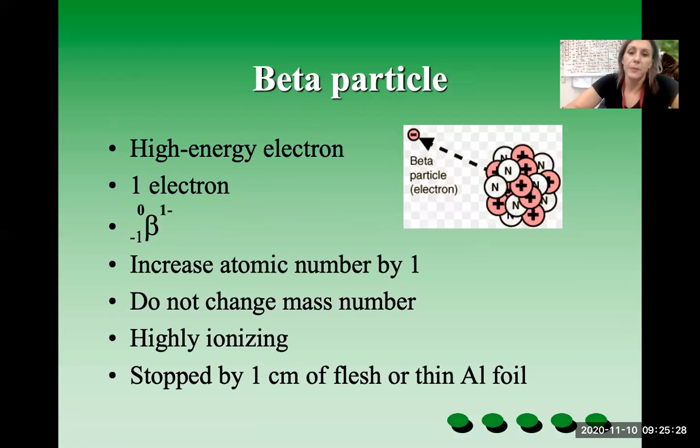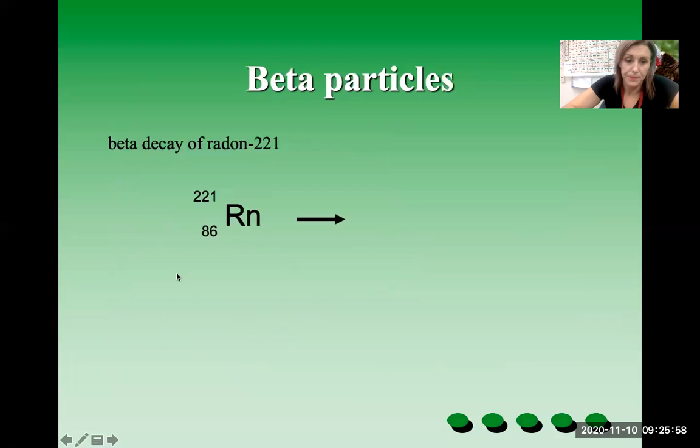If you have a beta particle decay, it's basically a high energy electron leaving. It increases the atomic number by 1. It does not change the mass number. And it's highly ionizing, and it's stopped by 1 centimeter of flesh or thin aluminum foil. So this is the symbol of it. Again, it increases the atomic number by 1. And this means it's ionizing.